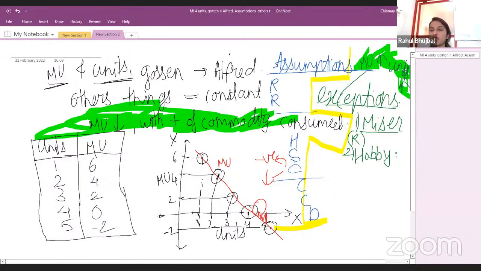Because, okay, suppose someone's hobby is singing, so after singing, will his marginal utility for singing decrease? No. If someone likes to eat pizza, after eating that particular product, is his marginal utility going to decrease? Or collection of coins, collection of stationery, collection of pens, every additional pen will give him more utility. But if that person is given the same pen again and again, will his marginal utility decrease? Yes. So in case of hobby, which are the two assumptions which are not being followed?